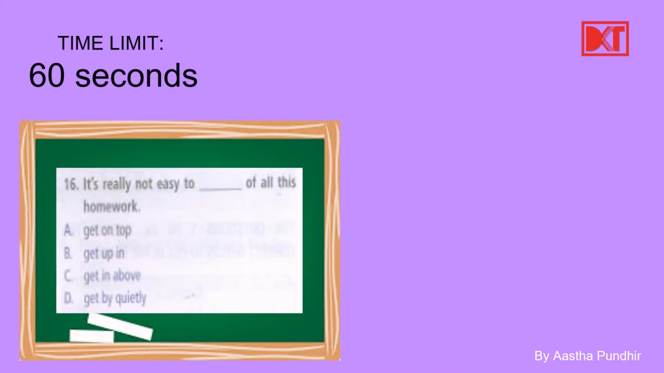It's really not easy to dash of all this homework. A. Get on top. B. Get up in. C. Get in above. D. Get by quietly. Here the correct answer is A. Get on top of all this homework means really have all this in control and complete it on time, not missing any deadlines, etc. Alright, so it's really not easy to get on top of all this homework.